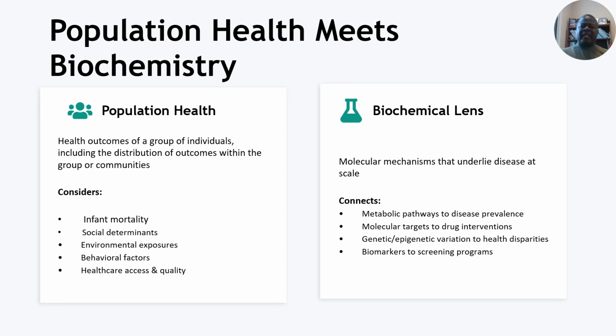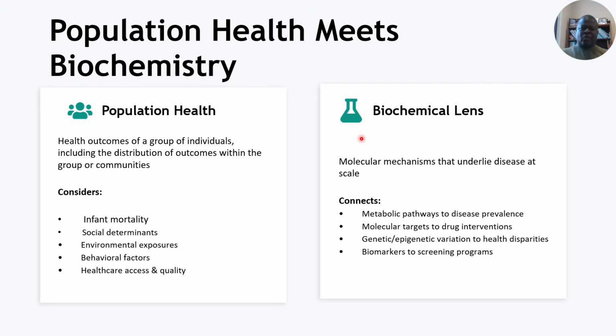So what is the link between population health and biochemistry? Population health measures provide the information needed to assess and improve community health. This considers infant mortality, social determinants of health, environmental exposures, behavioral factors, and access to health care.